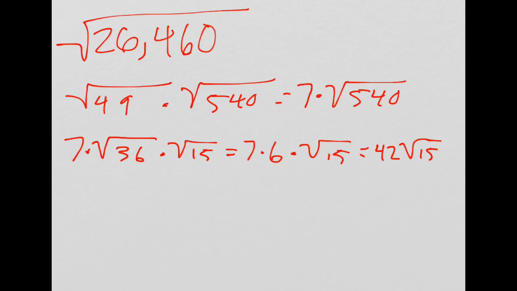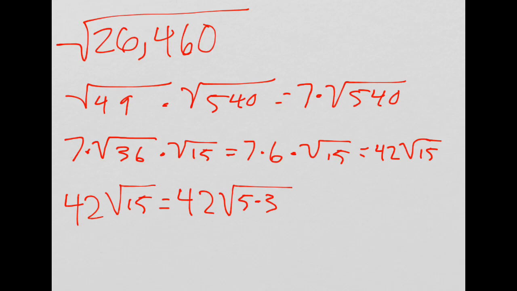Well, how do you know if you're done or not? Well, are there any perfect square numbers in 15 that we can factor out? No, there aren't, because if you write 15 in its prime decomposition, well, that's just 5 times 3, and they're both prime numbers, so we cannot reduce this any further. So that is our completely simplified answer, 42 times the square root of 15.